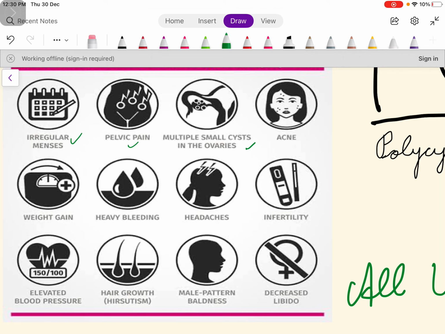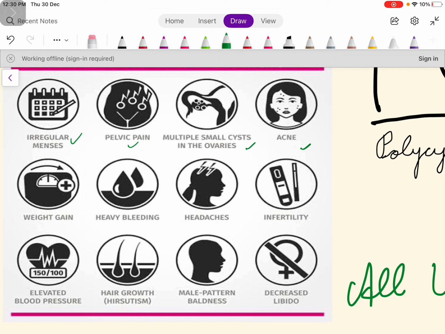There will be so many small cysts in the ovary, and there can even be bleeding in a cyst. So many times this patient of PCOD can come to us with sudden pain, overnight sudden pain, and when you do USG, you can find that there are multiple cysts, and one of the cysts has undergone bleeding. That is a hemorrhagic cyst. So this type of patient can also come.